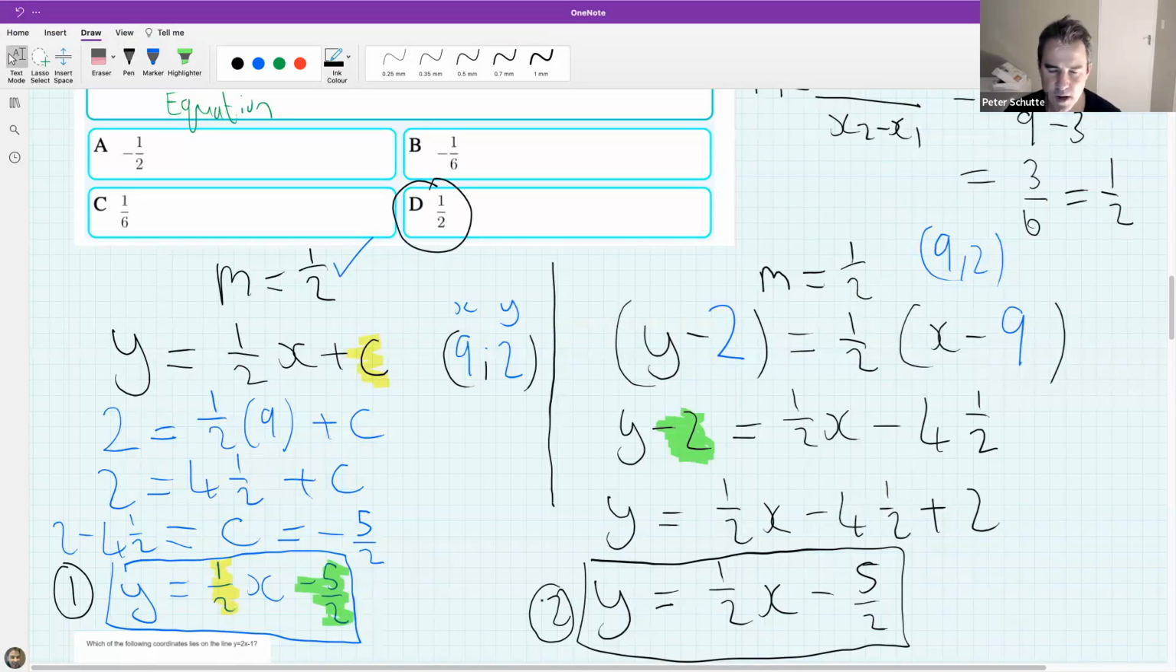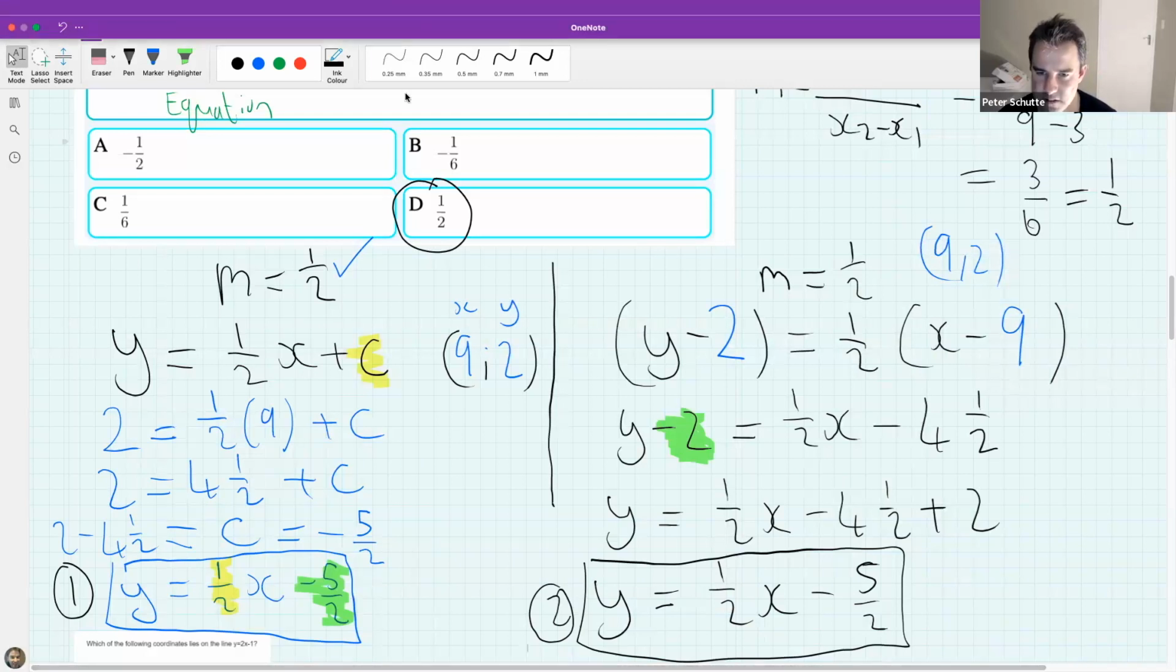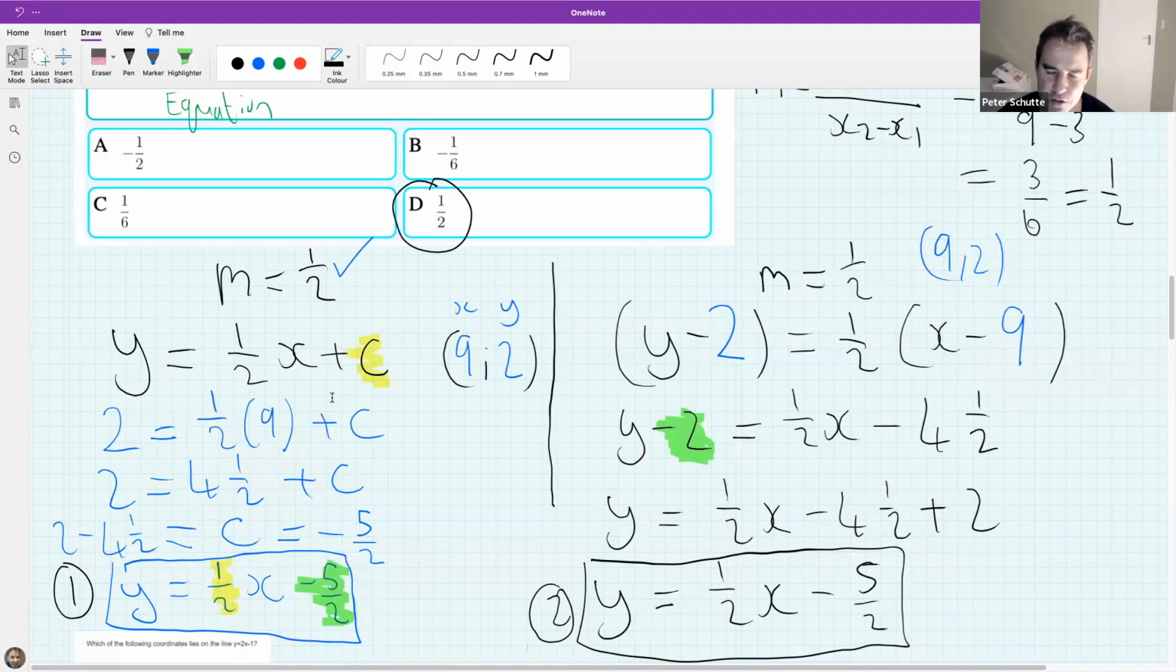Some students, as they get more comfortable, switch between whichever method is the quickest. And as you get more comfortable, you'll feel free to use whatever method is the quickest and the easiest. Okay, and I will do both where I can throughout.